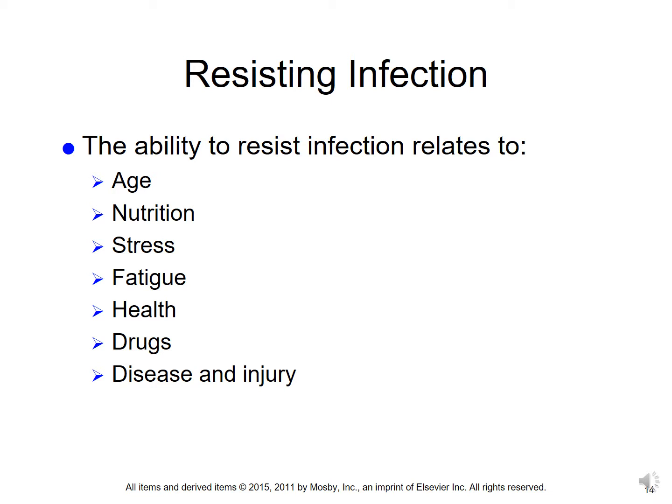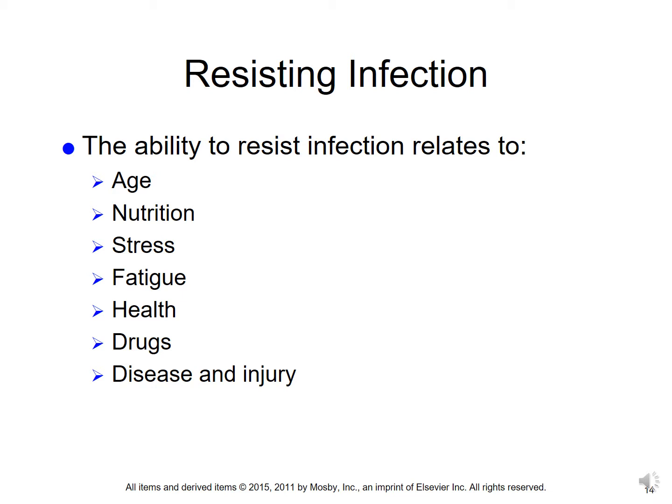Like we said, there's a lot of information that can relate to your ability to resist infection. Age: the very, very young and the very, very old are more at risk for infection. Your nutritional status: the foods you eat, whether you're eating a healthy, balanced diet, which will help support your immune system. Your ability to cope with stress, your stress level, your fatigue, and that means tiredness. So getting enough sleep, exercising, and things like that.